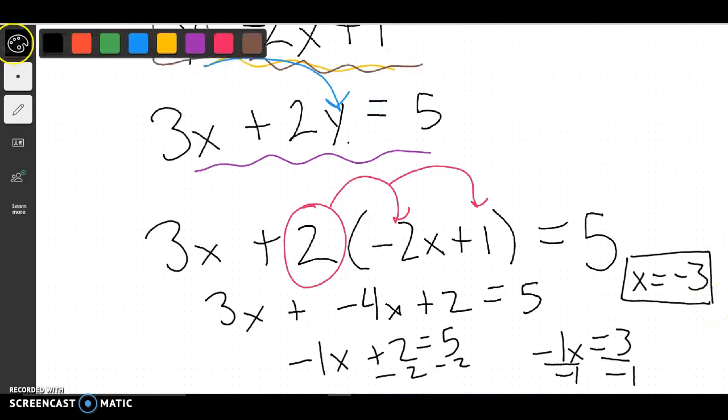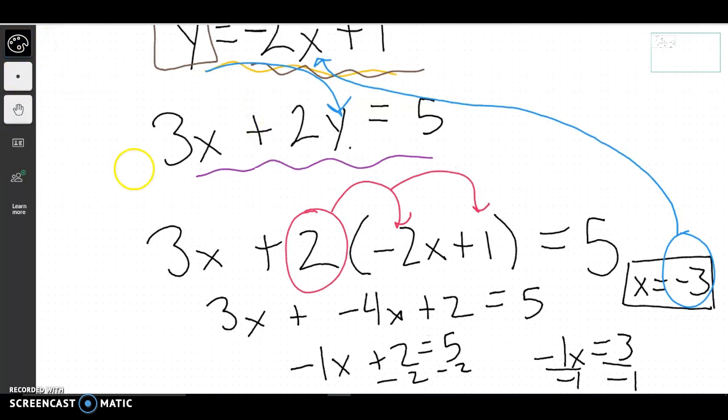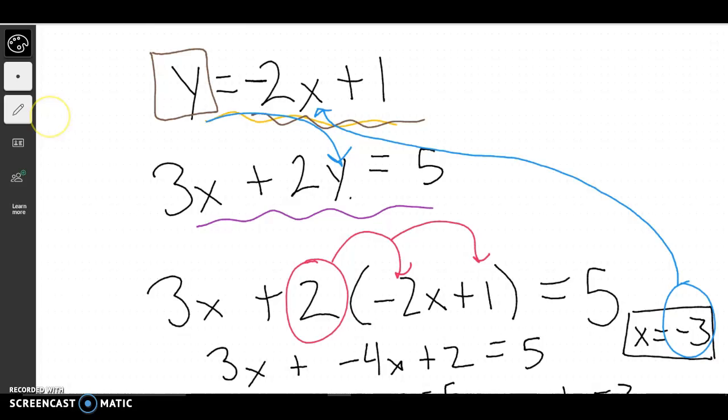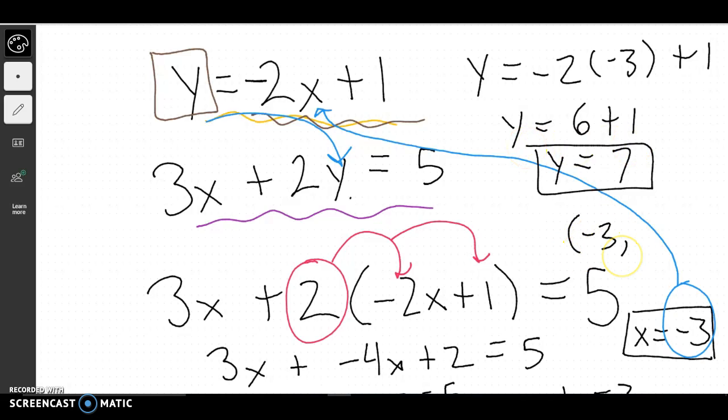Now that I have one of my answers, what I can do is take this and plug it in up here for x and see what my y is equal to. So I'm going to have y is equal to negative 2 times negative 3 plus 1. So y is equal to 6 plus 1. So y is equal to 7. And again, I'm going to take that and make that my point.